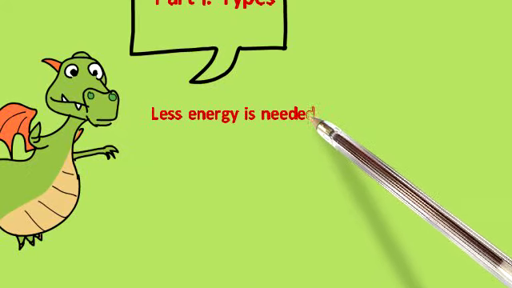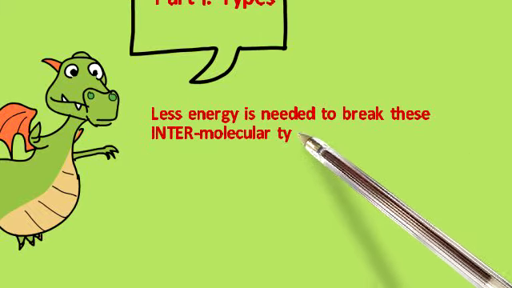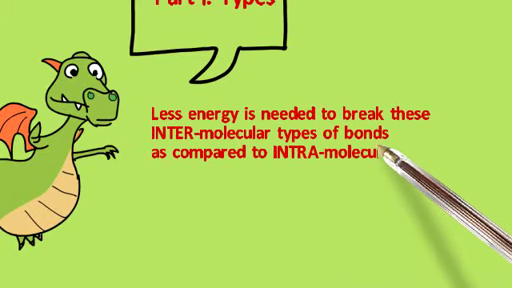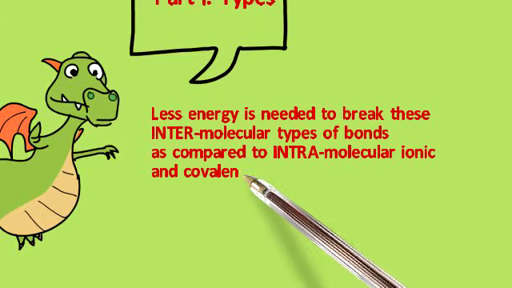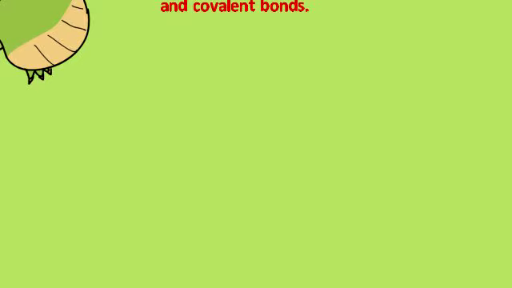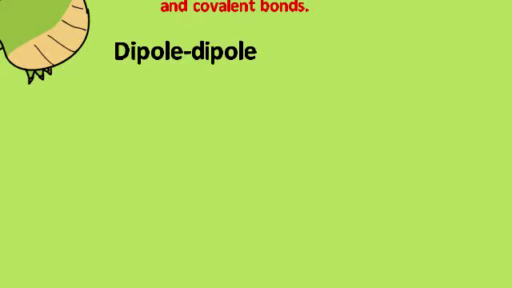So, less energy is needed to break these intermolecular types of bonds as compared to intramolecular ionic and covalent bonds. So these are much weaker than those kinds of bonds, but they are important. The first one we're looking at is dipole-dipole.